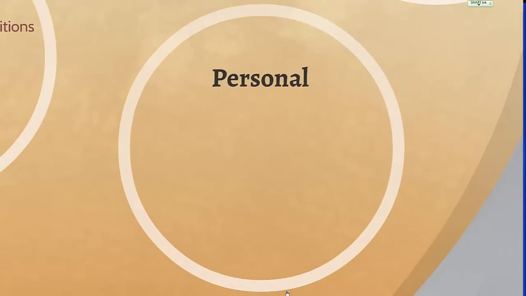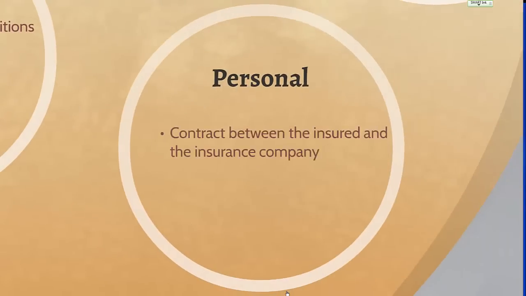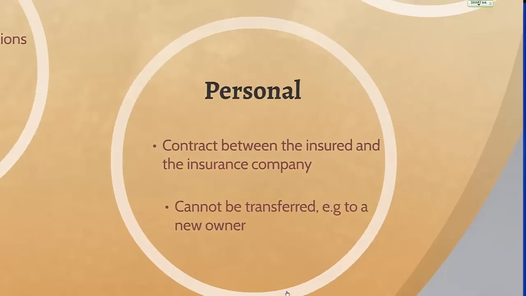Also, an insurance contract is a personal contract. It's a contract between the insured and the insurance company only. Therefore, it cannot be transferred, for example, to a new owner. So, if you sell your house, the new owner cannot take your insurance policy. They have to get their own insurance policy on the same house.